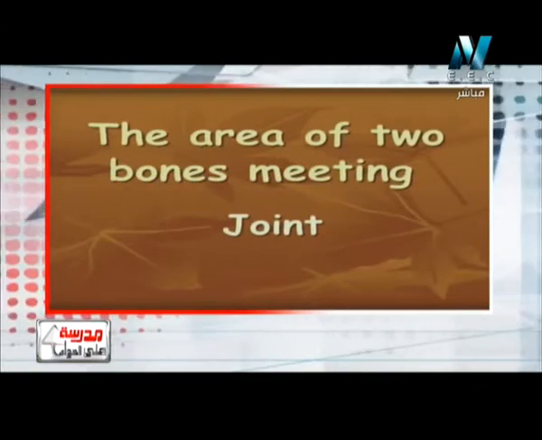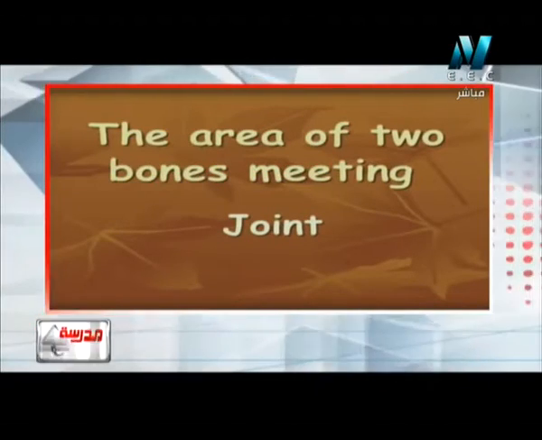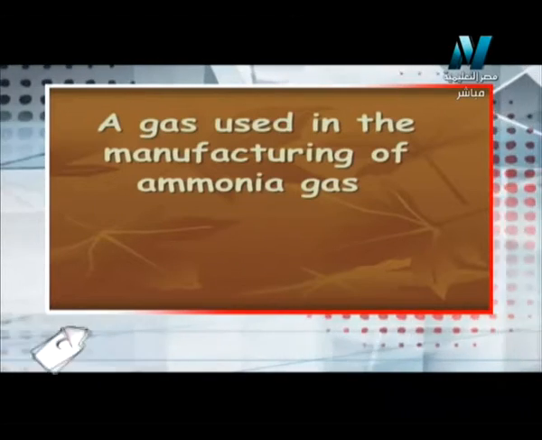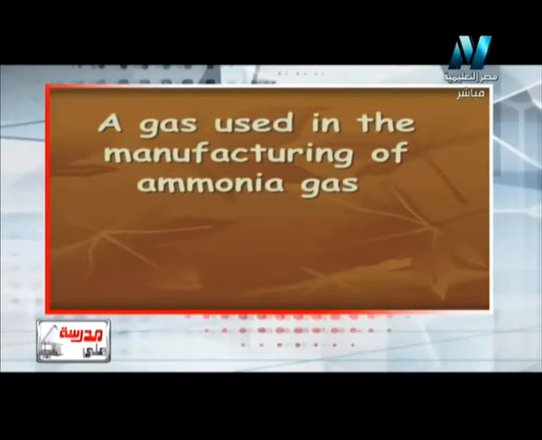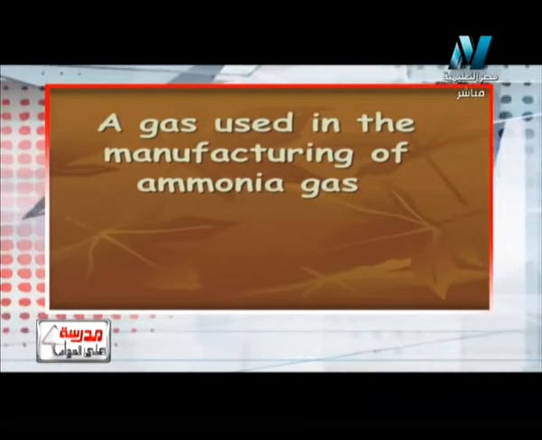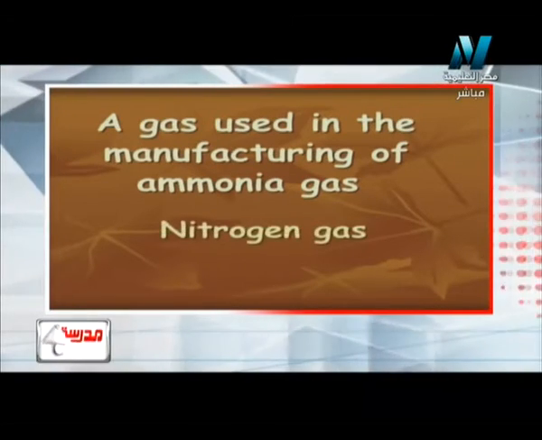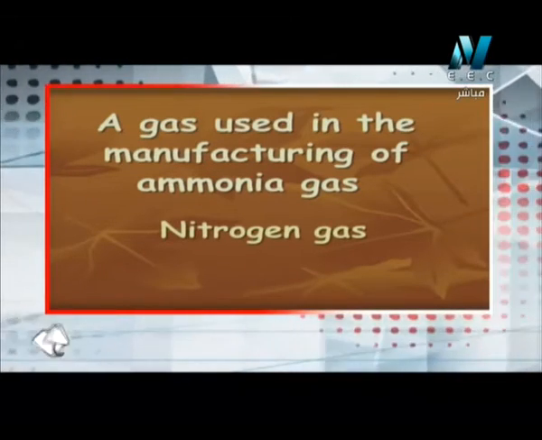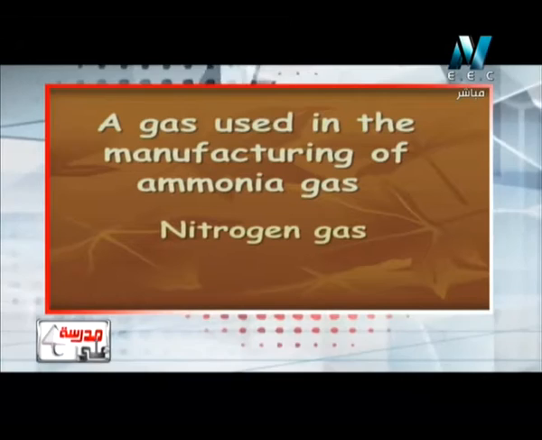So now, as you said, Abdurrahman, the area where two bones meet will be the joint. Another question. A gas used in manufacturing of ammonia gas. I think it will be, as I said before, nitrogen gas. Nitrogen gas is the gas which is used in manufacturing of ammonia gas.